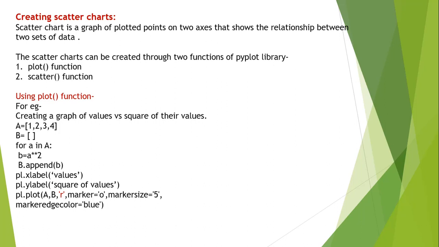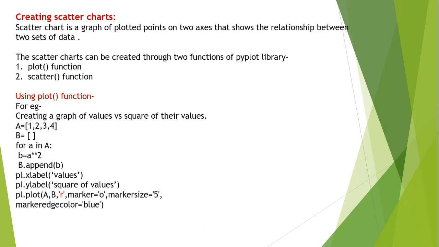Earlier we showed it with the help of a line chart, now we'll show it with the help of a scatter chart. So a is equal to 1 2 3 4, this is the list. b is an empty list, and for a in a, b is equal to a to the power 2. The double asterisk is used for giving the power 2, we have already discussed this. And b dot append is appending these values one by one into the empty list b. Then pl dot xlabel is given as values, pl dot ylabel is given as square of values, so the x axis will represent values and the y axis will represent the square of the values.